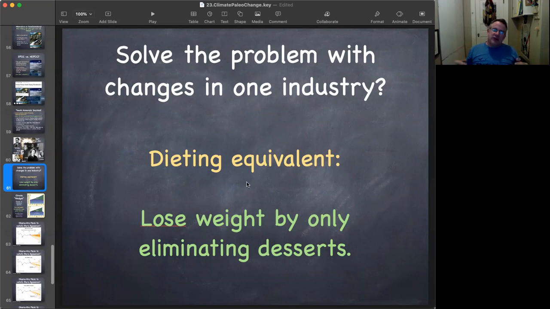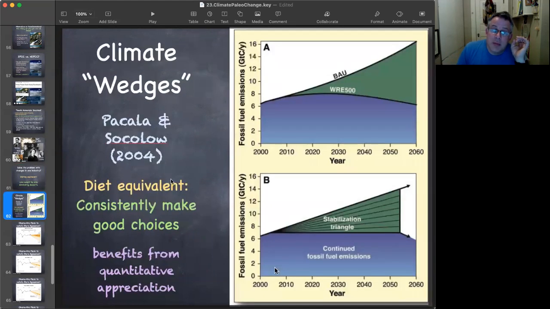So going after just one industry or just one corporation, even if they're a bad actor, is a little bit like trying to lose weight by only eliminating desserts. It might help a little. It's probably not going to solve the problem all the way. But we could think of climate wedges.